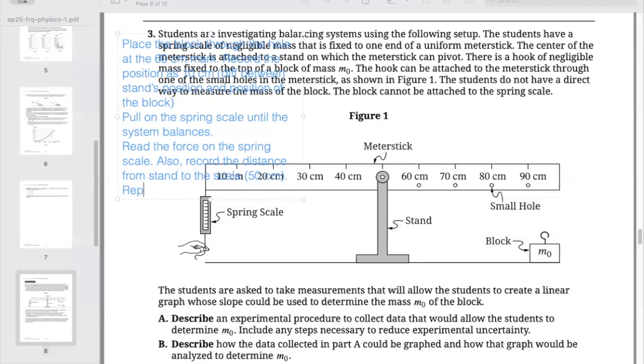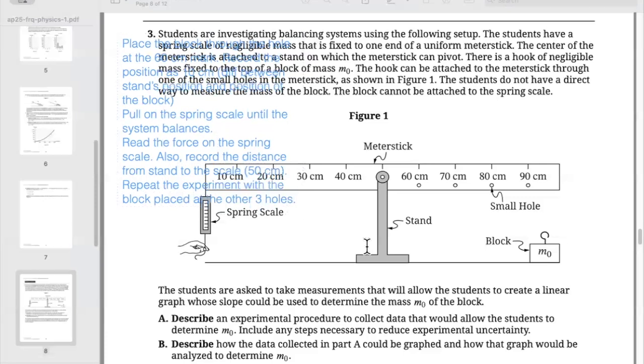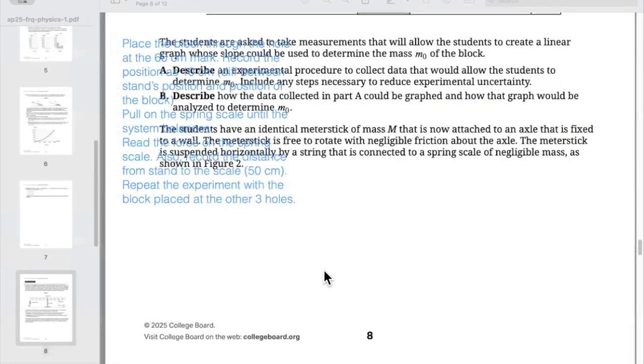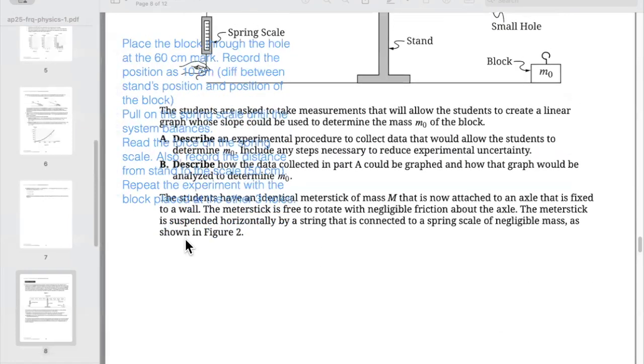And then you're going to repeat the experiment with the block placed at the other three holes. There you go. Pretty easy. That repetition is needed to reduce uncertainty. Describe how the data collected could be used to find mass.